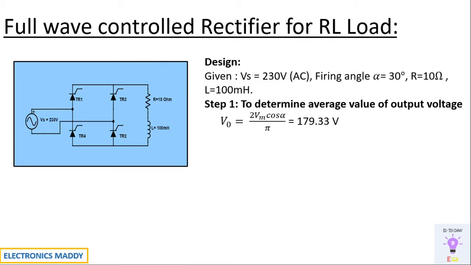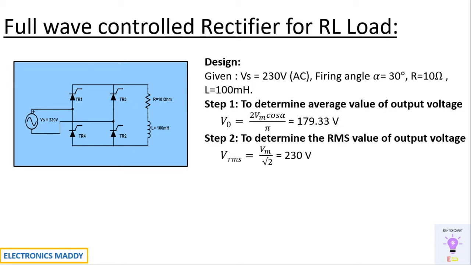Our first step is to determine the average value of output voltage. How do we find that? Vout is equal to 2 times Vm cos alpha by pi. You have to be very careful with peak amplitude Vm. You have to substitute it as 230 into root 2. That is one of the most commonly made mistakes by students, so be very careful with respect to it.